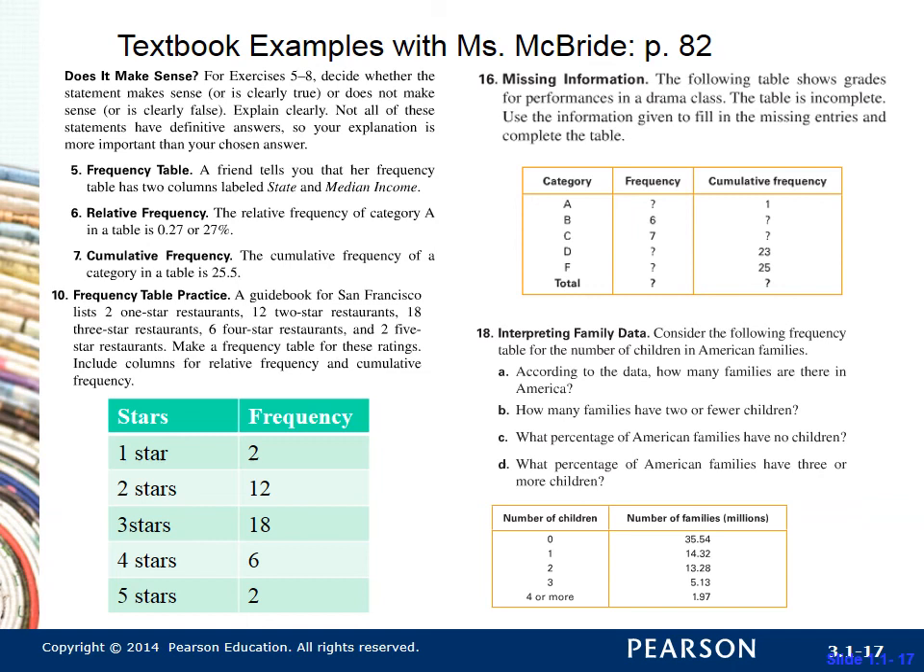All right, and last D, what percentage of American families have 3 or more? So I would add my 5.13 plus my 1.97. I'm just going to do this all on my calculator because I have to divide it in a second. 5.13 plus my 1.97. All right, so my total would be 7.1 million.